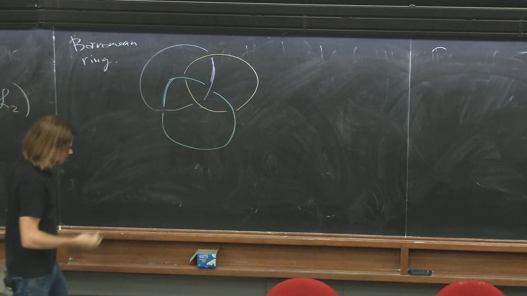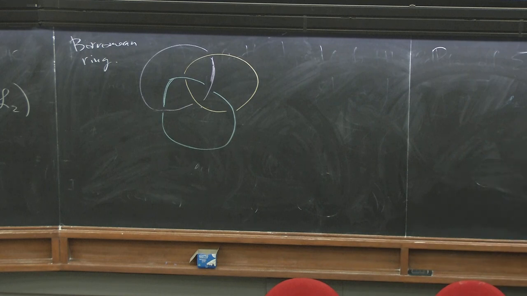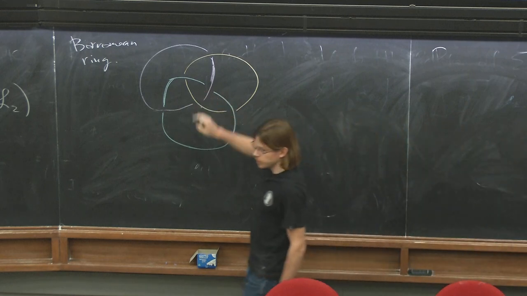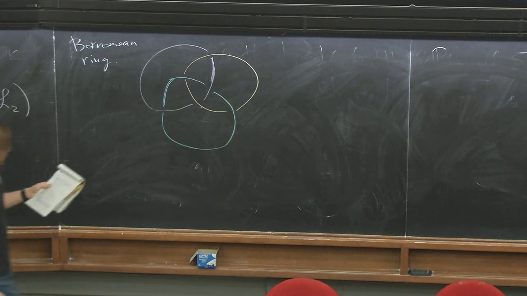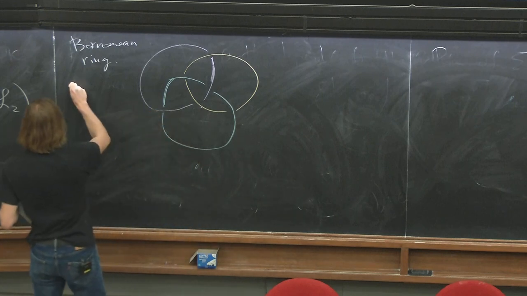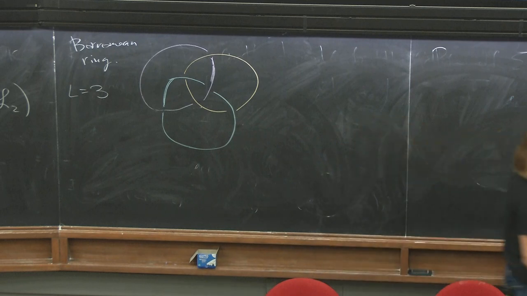Borromean was actually a wealthy family living in the north of Italy, and this was part of their coat of arms. So this is a three-component link. I don't remember if I mentioned, but this particular link has a nice name. It's called the hoop link.